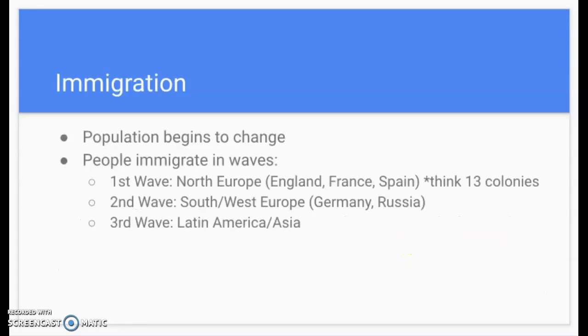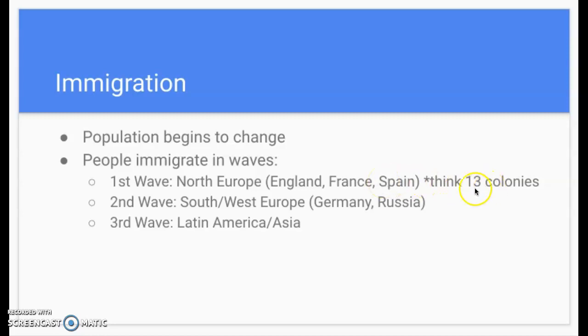Now let's look at how immigration has changed modern America. Obviously, the population begins to change. People start immigrating in waves. Obviously, the United States was Native Americans at first, and then the first wave included people from Northern Europe, England, France, Spain. If you guys remember from the very beginning of the year, those were the three big countries that came to the United States.